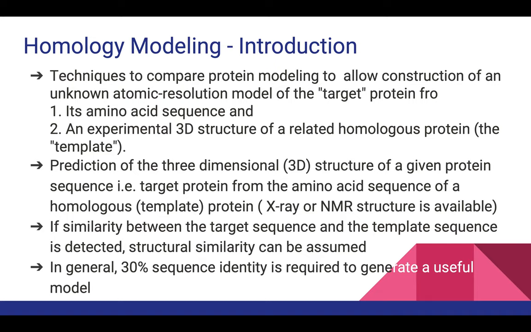Because this is bioinformatics, homology modeling is based on prediction, and the prediction is via the 3D structure of the given protein sequence. Meaning that if you have a target protein, it is usually derived from the amino acid sequence of a homologous template protein. Like I said, this is either obtained from X-ray or NMR structure, like most of what has been uploaded in PDB. If sequence similarity between the target sequence and the template sequence is detected, structural similarity can be assumed. Only that can be assumed. In general, around 30% of sequence identity is required to generate a useful model.